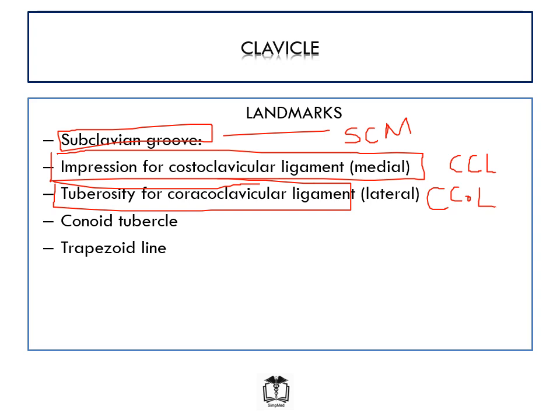All right, one more thing to remember would be the conoid tubercle and the trapezoid line. These are also impressions that are found very close to the acromial end. The conoid tubercle, for example, is related to the conoid ligament, and the trapezoid line is related to the trapezoid ligament. In fact, these two ligaments are actually parts of the coracoclavicular ligament. So we can say that the conoid tubercle and the trapezoid line are also portions of the tuberosity of the coracoclavicular ligament.